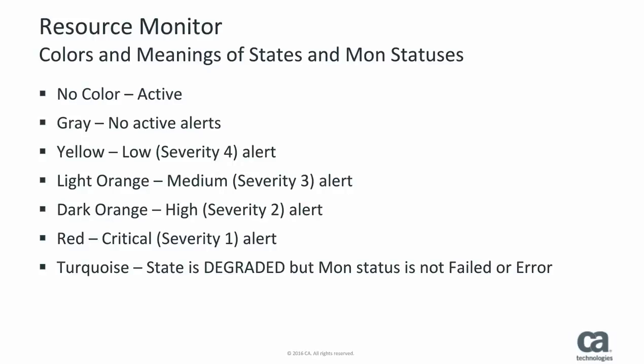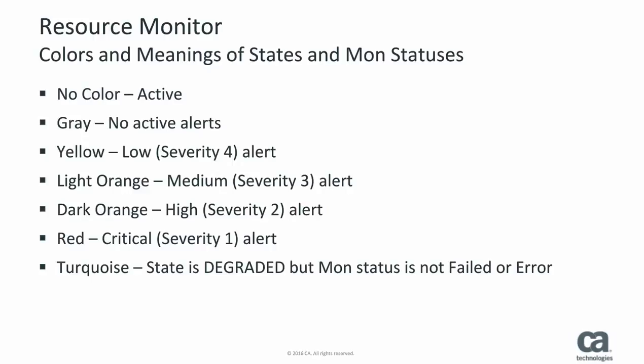No color. The state is active and the mon status is either active or OK. Gray. No active alerts. Yellow. Low or severity 4 alert. Light orange. Medium or severity 3 alert. Dark orange. High or severity 2 alert. Red, critical, severity 1 alert.